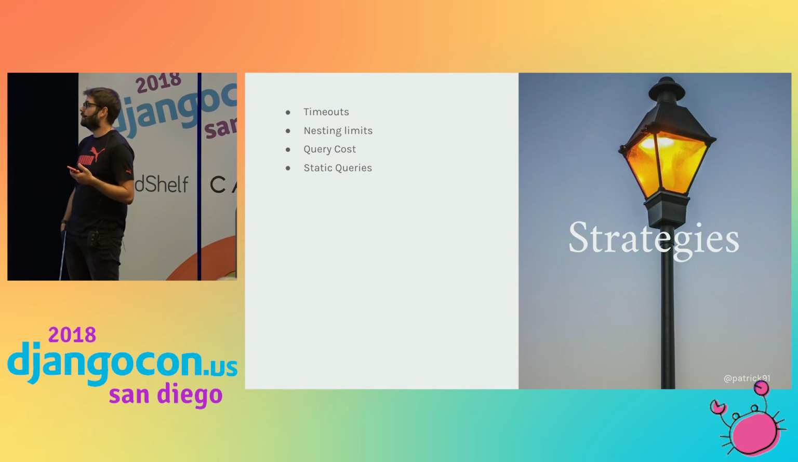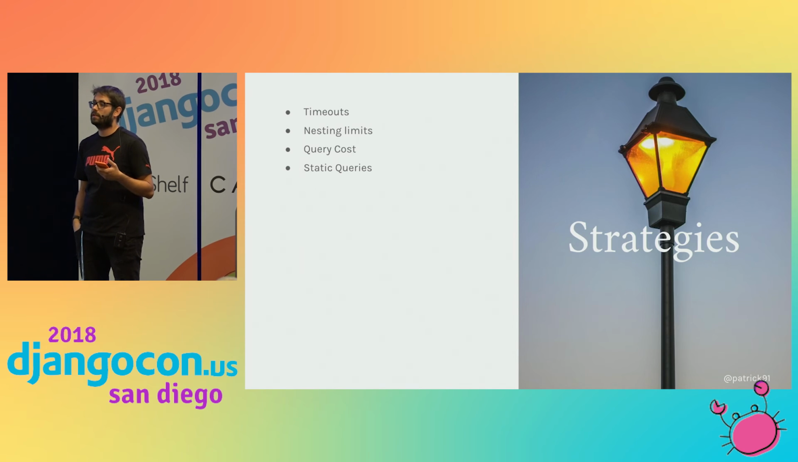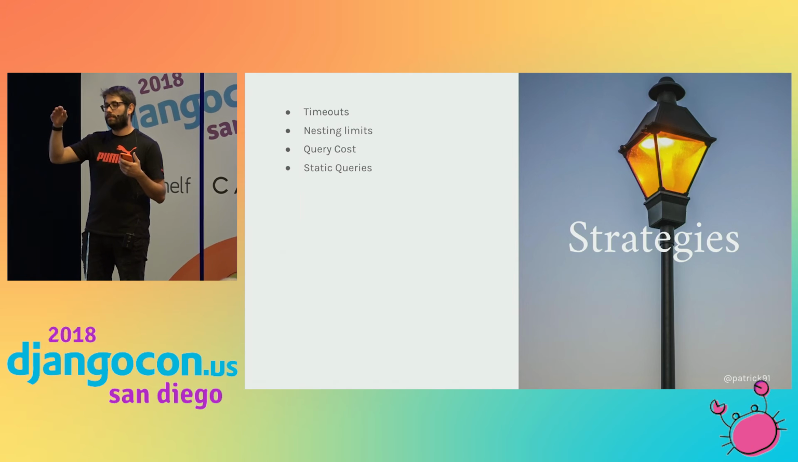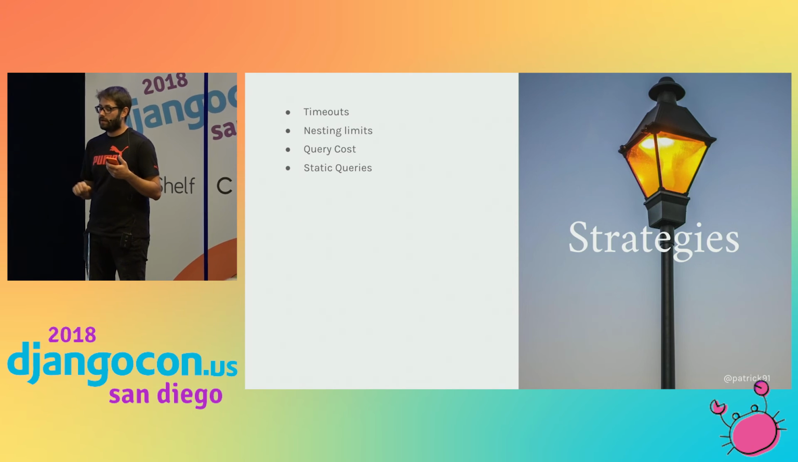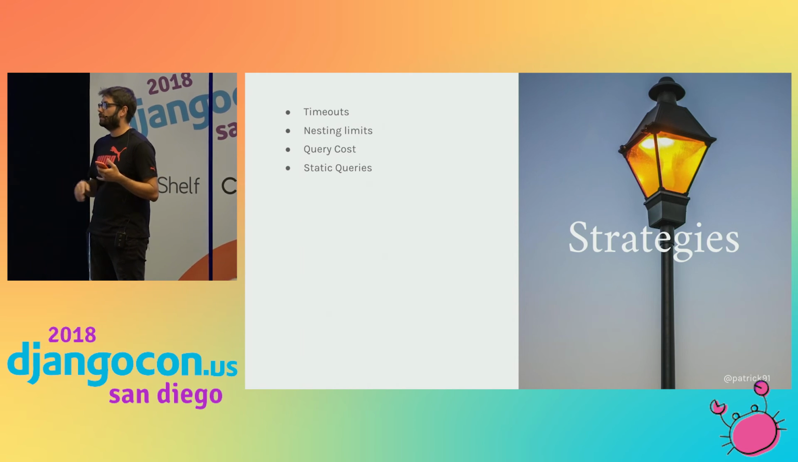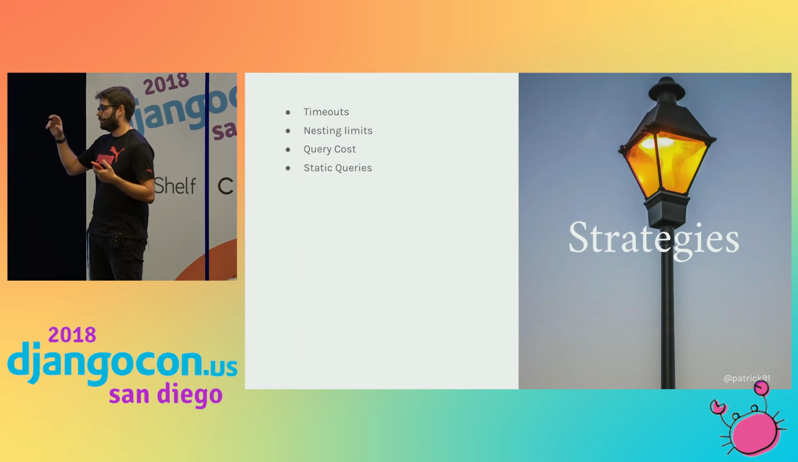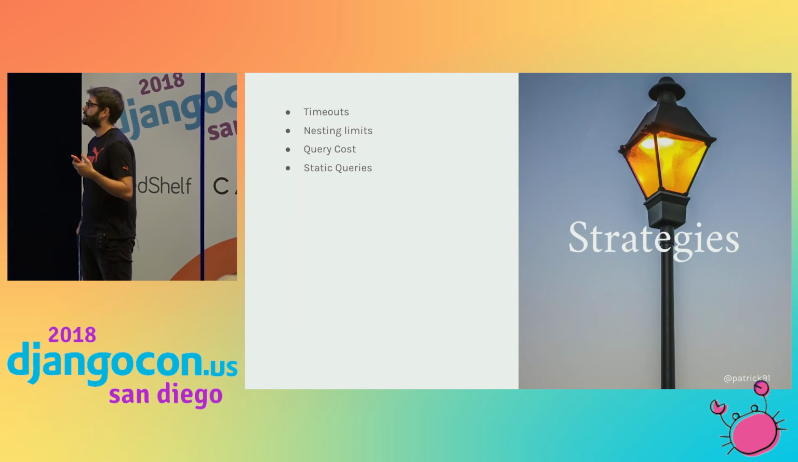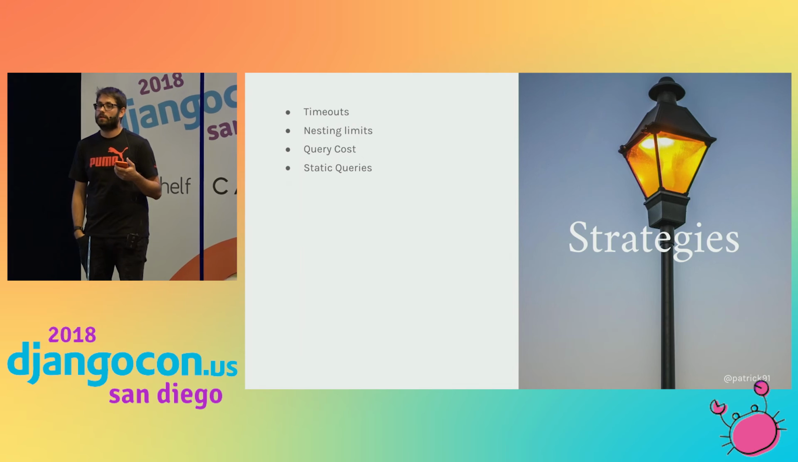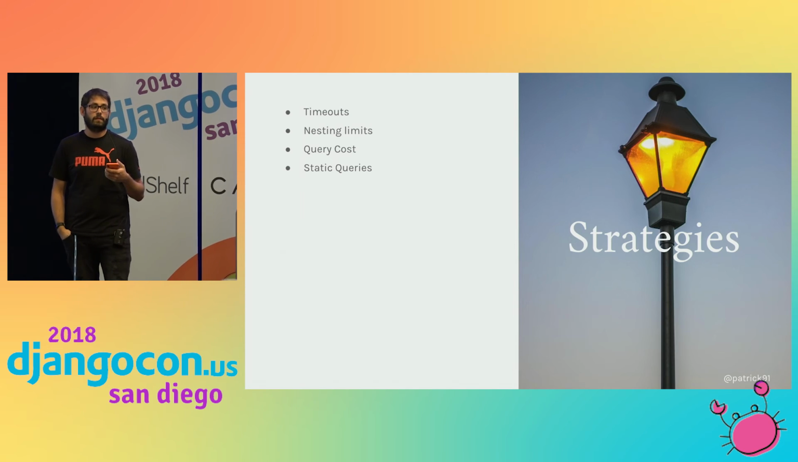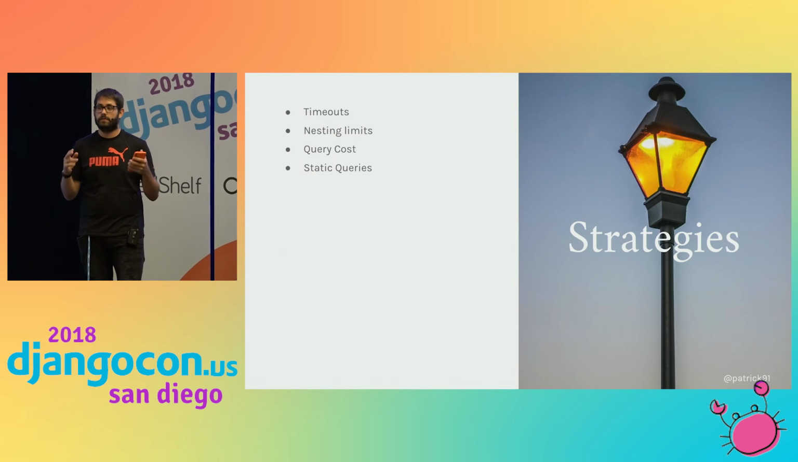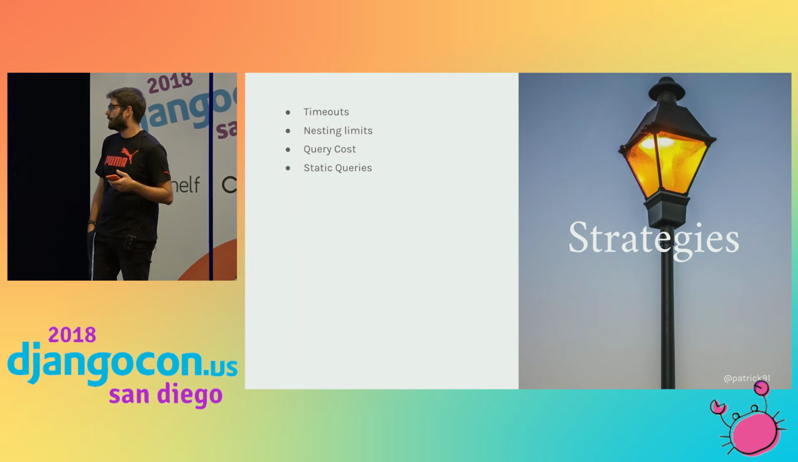They can also have query costs. Basically, you can add a score to each field and calculate the cost of a query. So if you have nested fields, you can increment that cost based on the number of fields that you have. And this basically allows you to say, oh, I only want to run queries that are less expensive, I don't know, than 50, which is a made-up number.